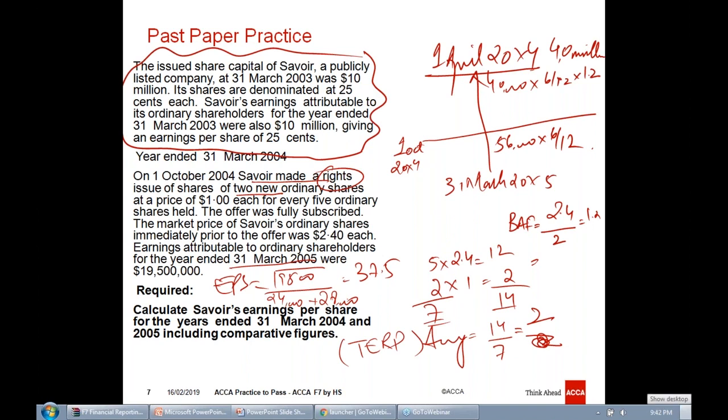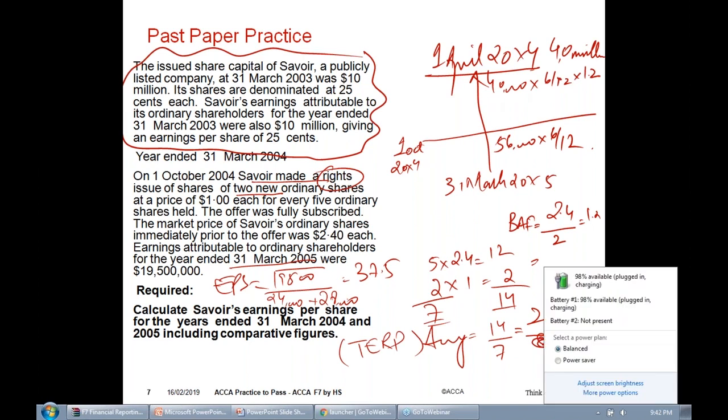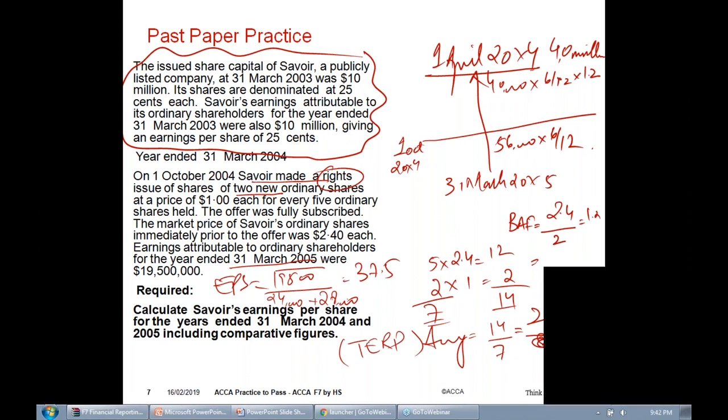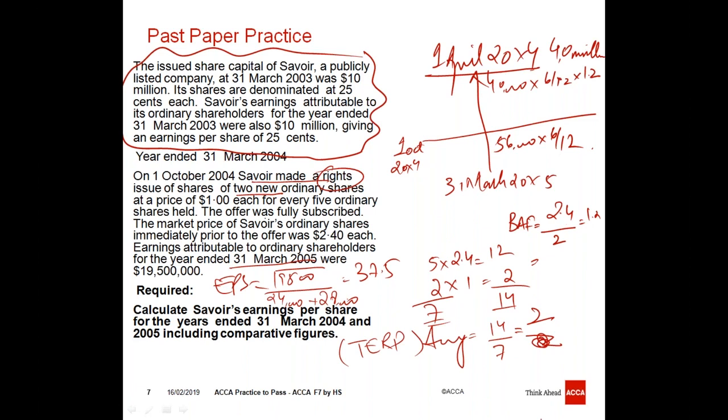How 56,000 comes from, we have calculated. Actually, what we have done is we have broken the shares in two parts. So we have calculated the number of shares for the first 6 months initially by multiplying 40,000 into 6 upon 12 into 1/12.